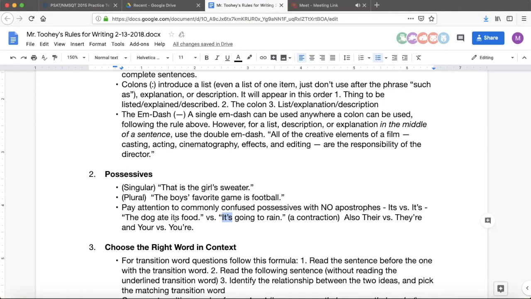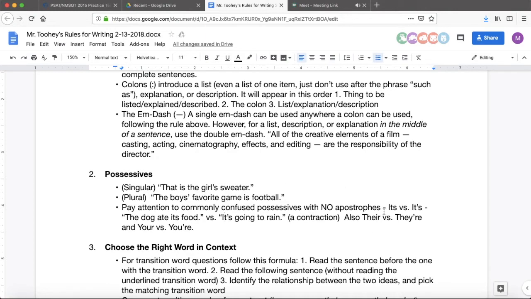But if we had an apostrophe right here for the dog ate its food, and you broke it up, it would say the dog ate it is food. Well, that wouldn't make any sense, right? So that doesn't work. So always break it up into the two separate words, and you know if you're using the right form or not. Does that make sense? Yes. Yeah. Okay.